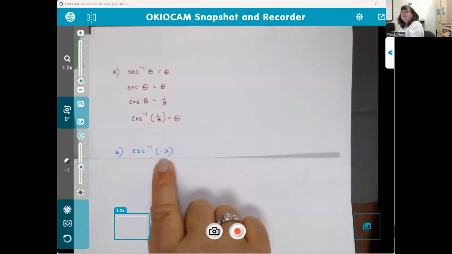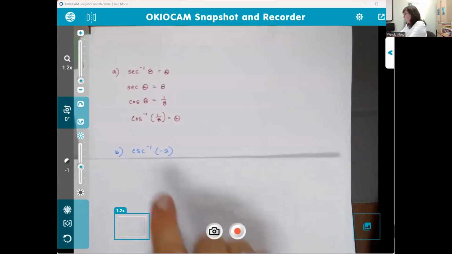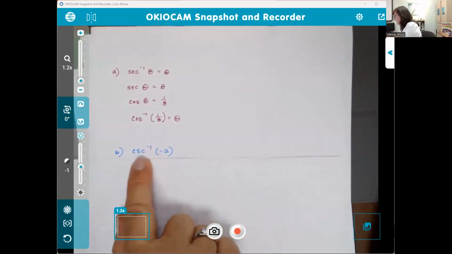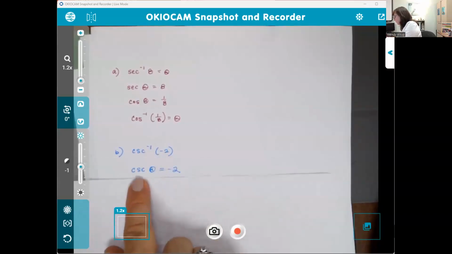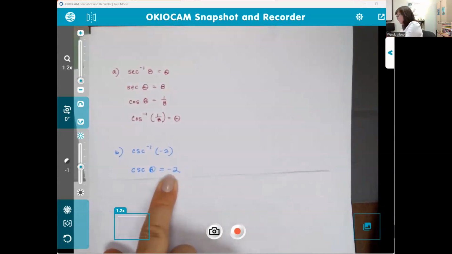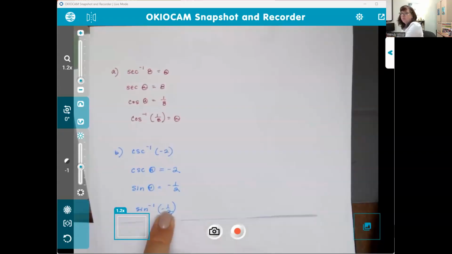The next one that we were given is the inverse cosecant of -2. This would be the same thing as asking, the cosecant of what angle is -2? And if the cosecant is -2, then the sine is going to be -1/2. So we can then say, the inverse sine of -1/2 is what angle?